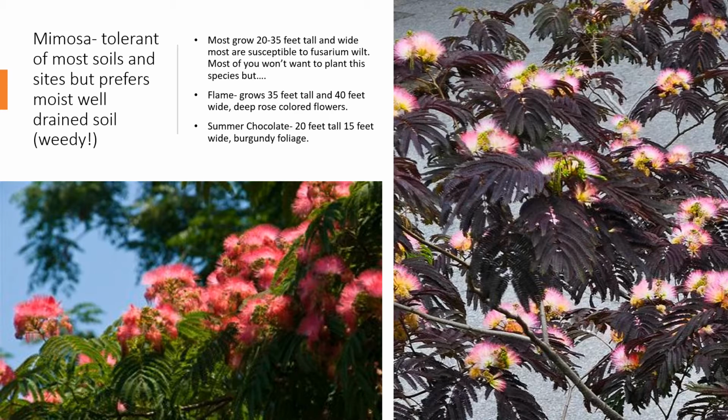And then we have Summer Chocolate, which is a newer selection there on the right. It's a little smaller, it only gets about 20 feet tall and about 15 feet wide, but it does have that burgundy purple foliage, which is a good contrast next to those light pink flowers. It also is said that the Summer Chocolate is actually resistant to the fusarium wilt.